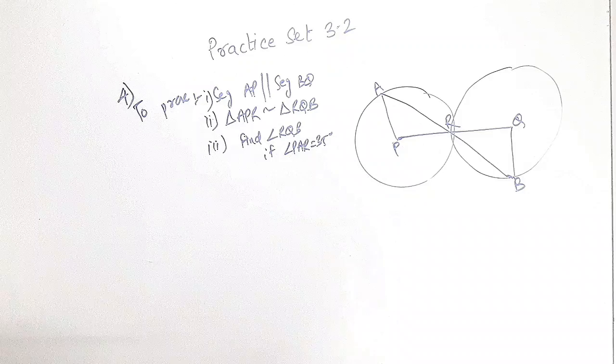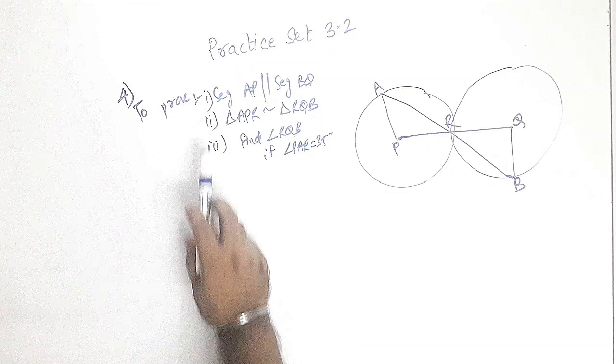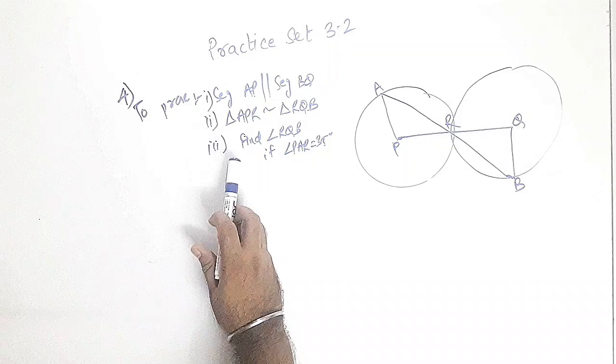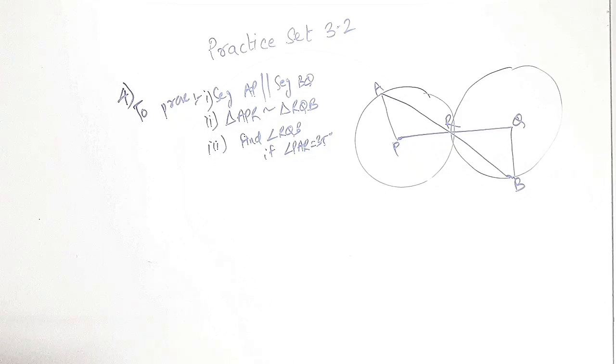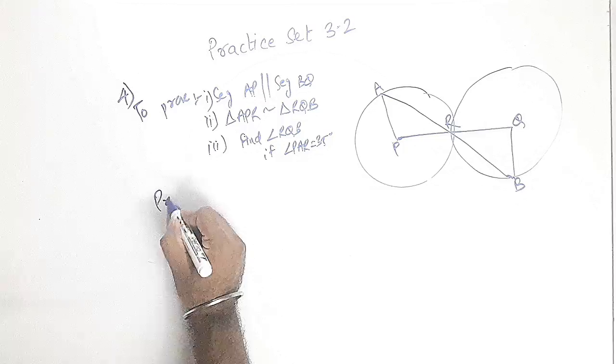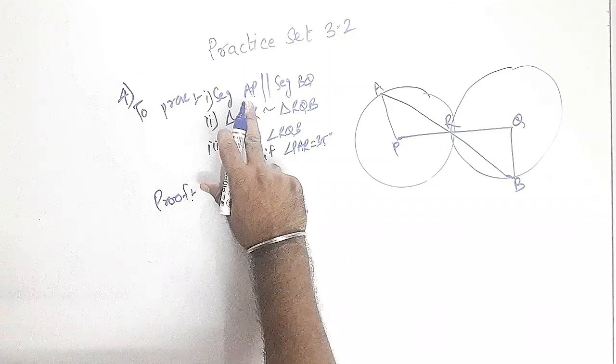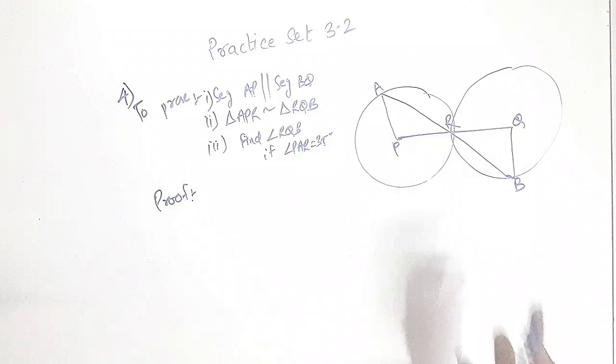Okay, question number 4, as you can see, there are two touching circles and two triangles are given, and P and Q are the centers. We have to prove here two things and find one thing. Okay, so let us begin. First one is we have to prove that AP is parallel to BQ. Now how are we going to prove this?